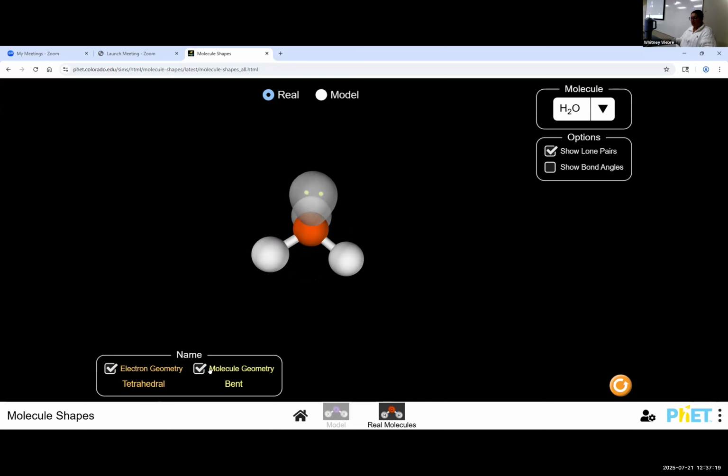Bent. So for the VSEPR structures, I know my worksheet's not complete, but you can put electron geometry is tetrahedral, molecular geometry is bent under the VSEPR structure of water. Go back to the first worksheet. Yes, so that would be right here. You put tetrahedral and bent. That's all we're looking for.